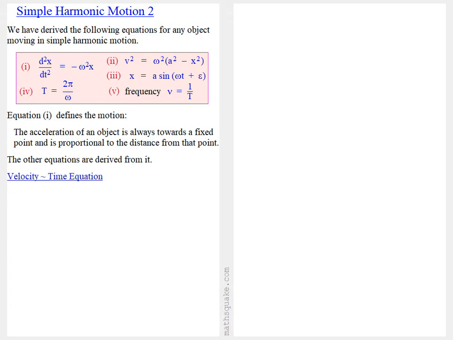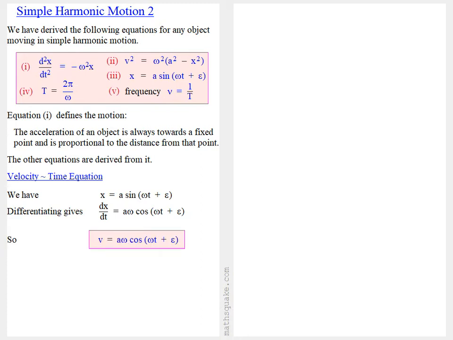However, we may want to know the velocity at any given time. Now we've got x equals a sine(omega t plus epsilon), and we can differentiate that. That gives us dx/dt equals a omega cos(omega t plus epsilon). But dx/dt is v, so we've got v equals a omega cos(omega t plus epsilon). This is a new equation that gives us the velocity at any given time.